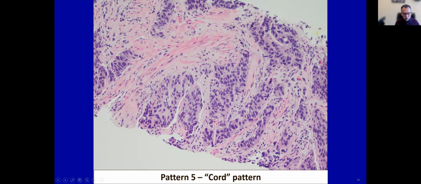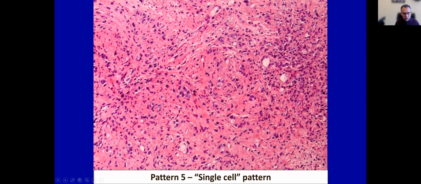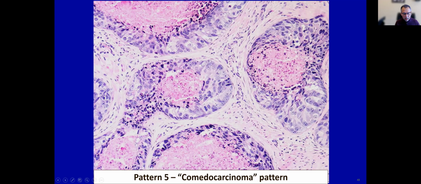Here is an example of cord-like pattern, and you can see some desmoplastic stroma, which is a pretty bad sign, as I said earlier in part 1. Here is the single cell pattern with numerous single cells and small cords. Here is a comedocarcinoma pattern. But keep in mind that more and more, if you have a comedocarcinoma and stain with basal cell stain, you may in fact document the presence of basal cells.